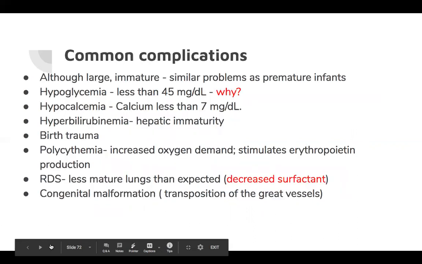Common complications, I think we've talked about these. Hypoglycemia, hypocalcemia, when the calcium is less than 7. And I put hypoglycemia less than 45. I'd stick with that 40 and check what the literature says between 40 and 45. Hyperbilirubinemia, hepatic immaturity. Birth trauma, we talked about that. Risk for polycythemia, and risk for respiratory distress and any congenital malformations such as the transposition of those great vessels.